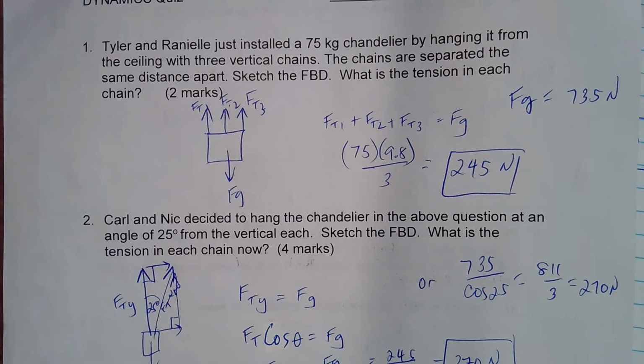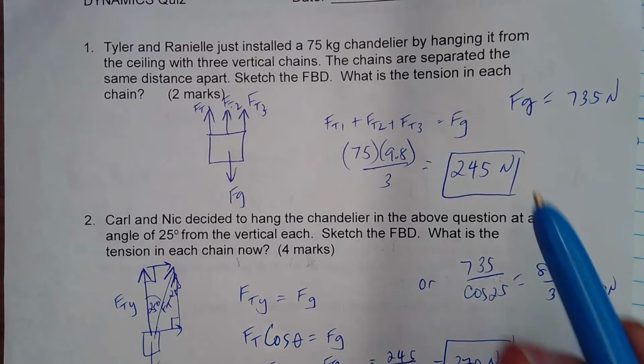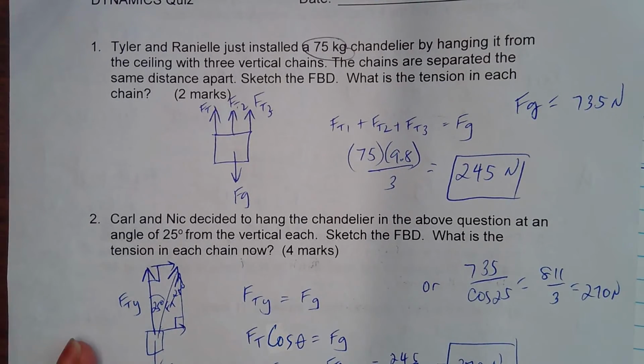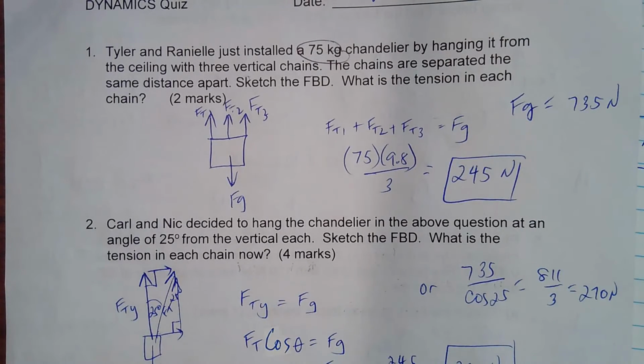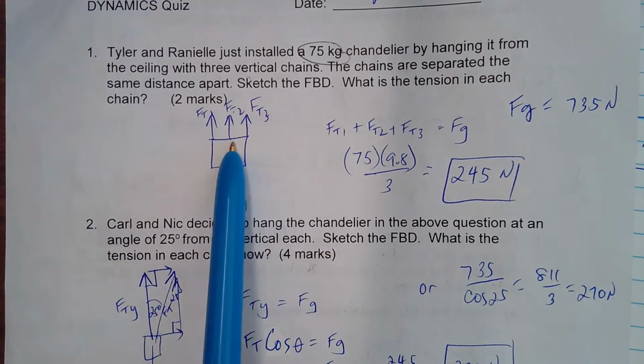Okay, so let's take a look at question 1 of the quiz. So you know the mass. The mass is given, and these guys are hanging it with 3 vertical chains. So what does the word vertical mean? Straight up and down, right? So it's just all along the y-axis, just like that.